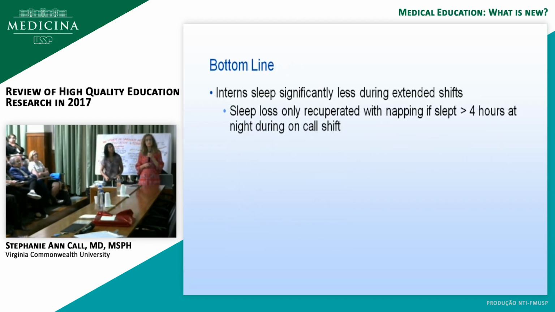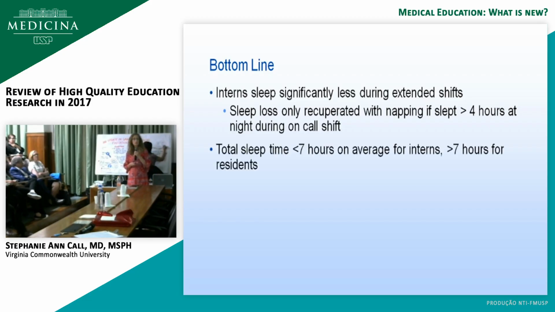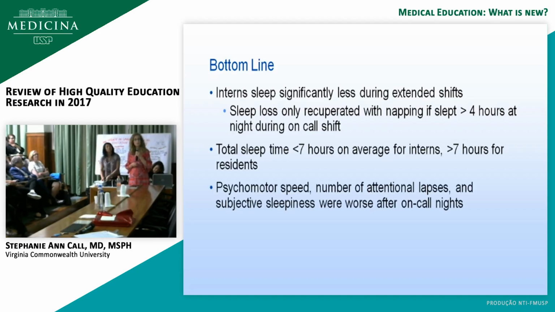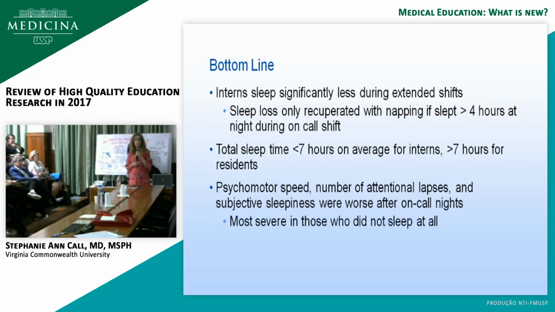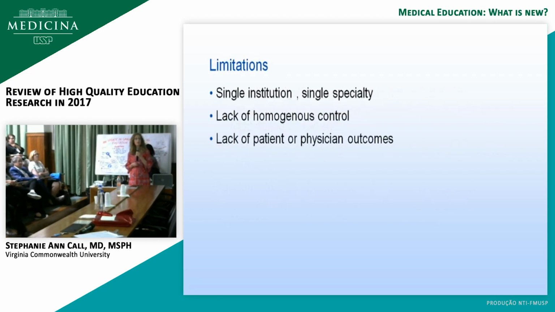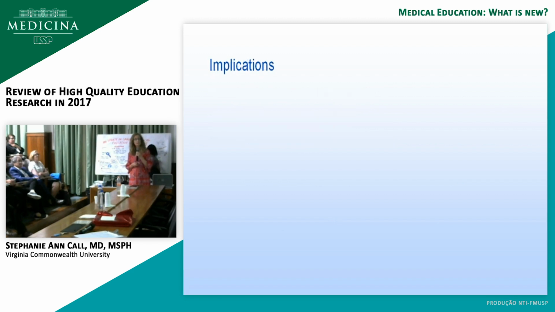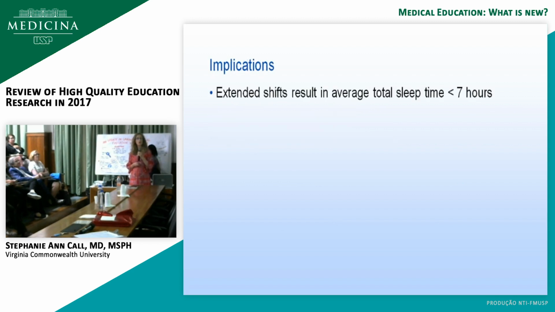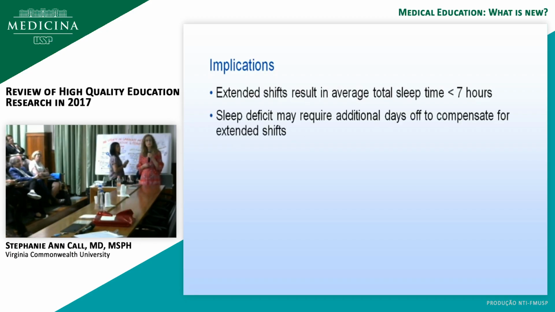So interns sleep less during extended shifts. Sleep loss is only recuperated with napping if you were able to sleep greater than 4 hours during your extended shift. Total sleep time of less than 7 hours for interns, greater than 7 hours for residents. Alertness, number of attentional lapses, and subjective sleepiness were worse after on-call nights, and were most severe in those who did not sleep at all. Again, there are limitations to this study, but the implications are extended shifts result in average total sleep time of less than 7 hours.